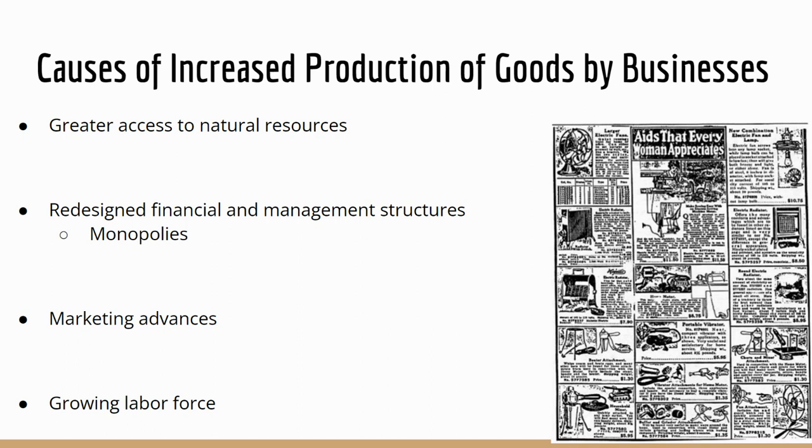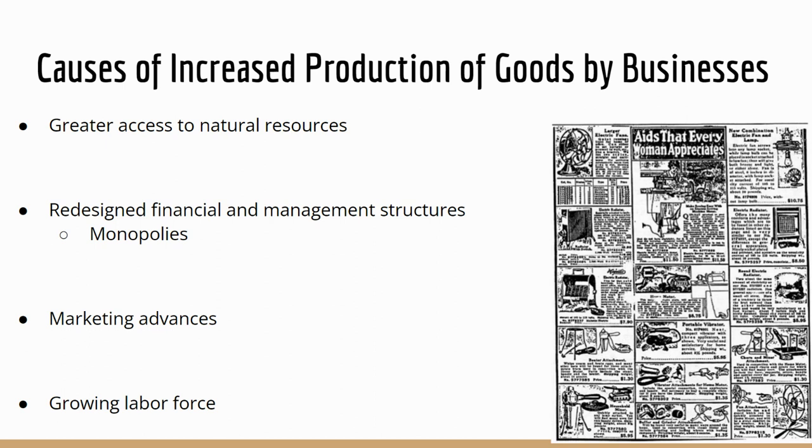Redesigned financial and management structures. So businesses get redesigned in how they can be created, and we start to think very big. And that's why sometimes it's called the Gilded Age, because businesses, especially the large ones, grow very, very big, and we start to see monopolies. And monopolies are businesses that want to have their entire control over one industry. So, like if you could only buy coffee from Starbucks, Starbucks would have a monopoly.